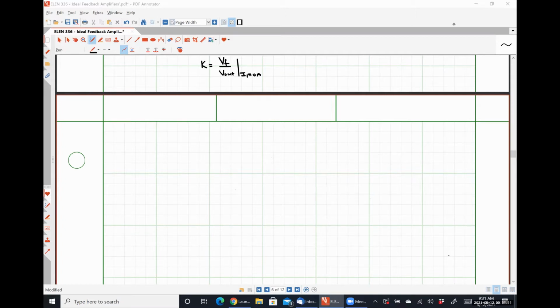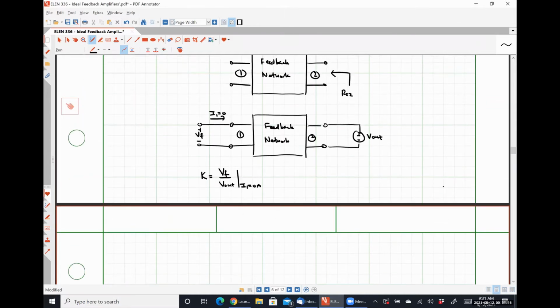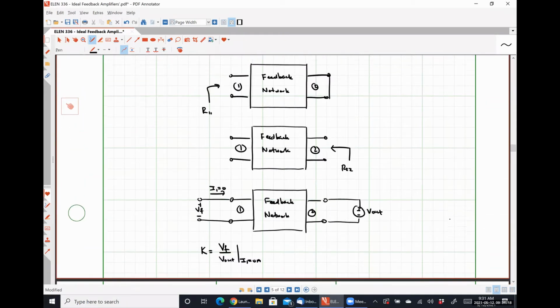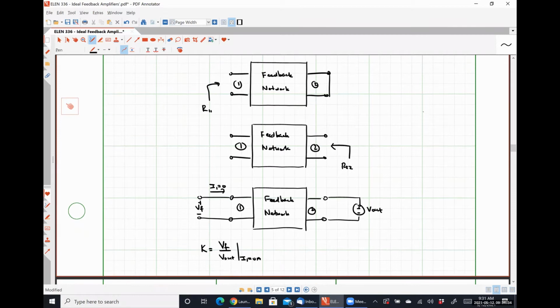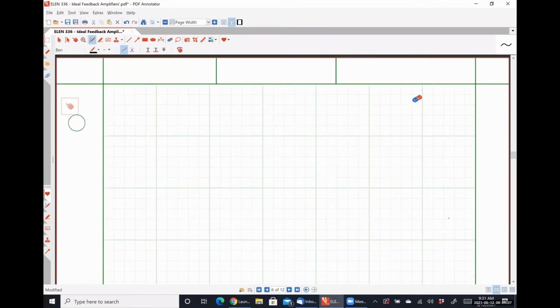Yes, okay, great. All right, so when we left off on Monday, we had looked at our feedback network and figured out how to determine our loading resistances R11, R22, and our feedback factor K. So now we have enough information to construct our open loop gain circuit. Our open loop gain circuit is going to look something like this.